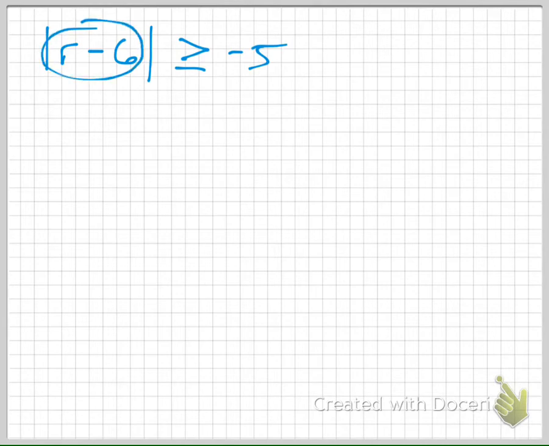Okay, then I'm going to give you a different one. Let's do this. Absolute value of r minus 6, it's kind of an easy one, is greater than or equal to negative 5. Is this possible? Can any positive number be greater than or equal to negative 5? All positive numbers would be greater than or equal to negative 5. Agreed? So anyway, just go ahead and do this. Do it correctly, and you'll see that there is a solution here. I just want you to see that this is doable.